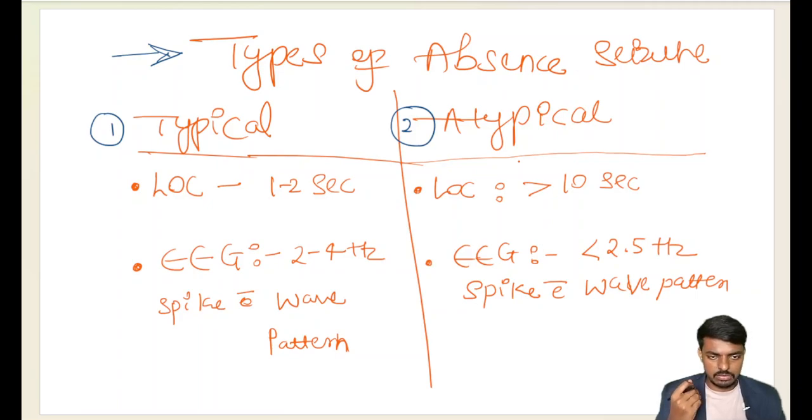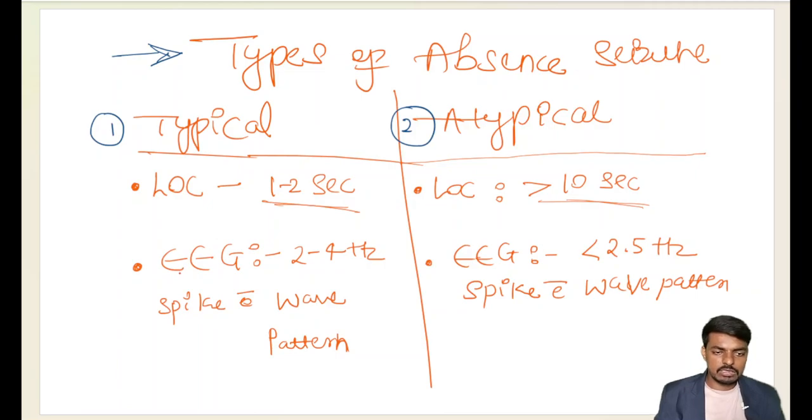It is most seen in children between the age group of 6 months to 6 years, and self recovery occurs completely after 20 years. In typical seizures, the level of consciousness, meaning the vacant staring spells, will be altered for only 1 to 2 seconds. In atypical, it may go for more than 10 seconds.